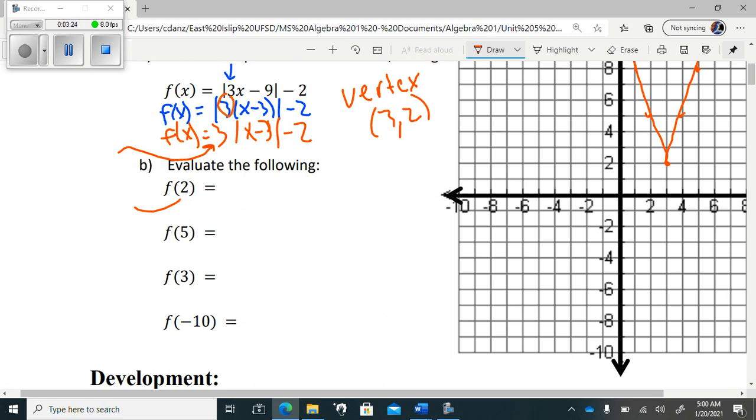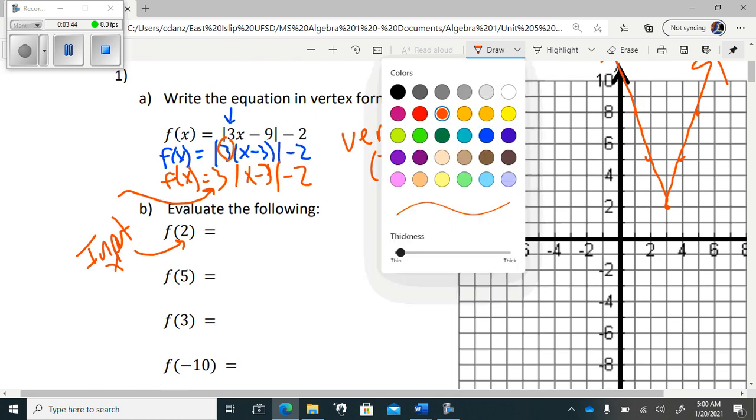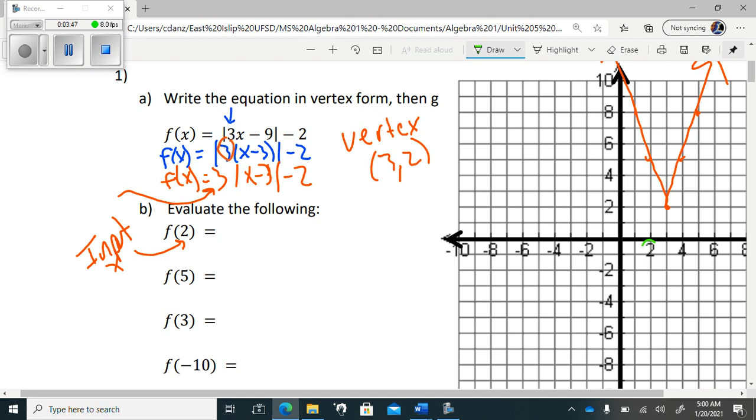Remember the number in parentheses here, that's your input, which really means it's your x value. So they're asking you, when the x value is 2, evaluate it, which means find the y value. You should be able to tell from looking at your graph. If I go to the x value of 2 and find a point that corresponds to it on the graph, I can see that that point is at 2, 5. Therefore, f of 2 equals 5.